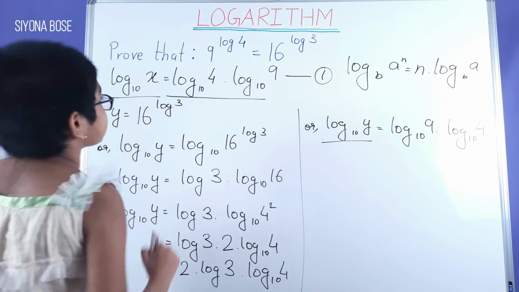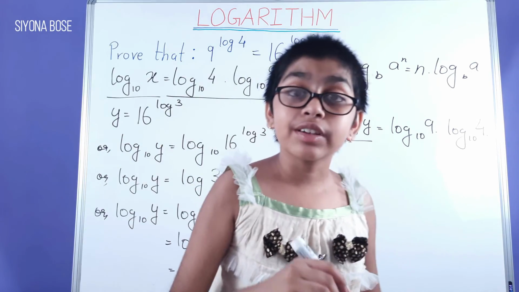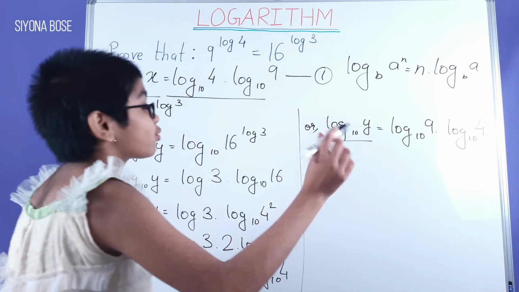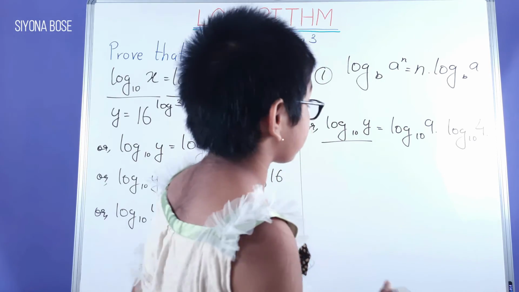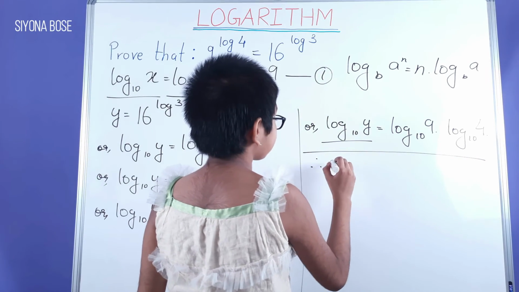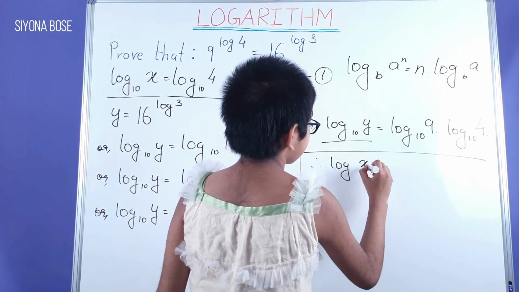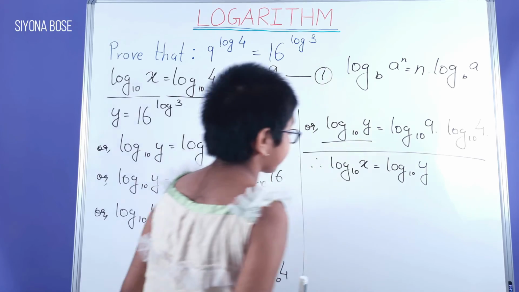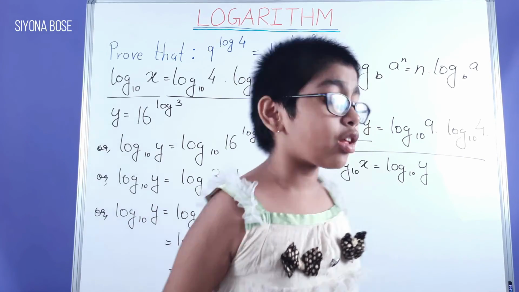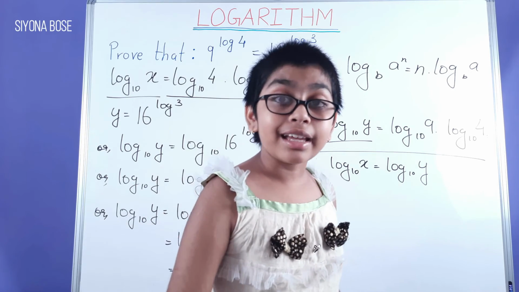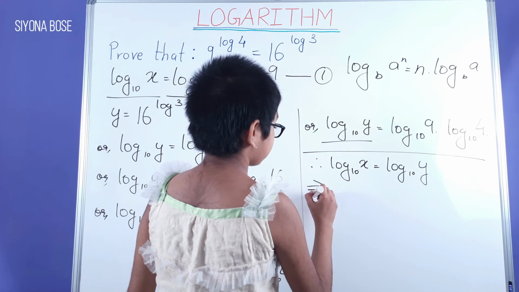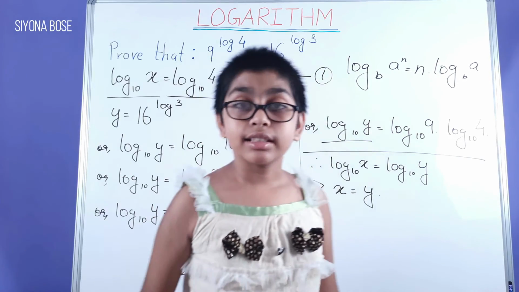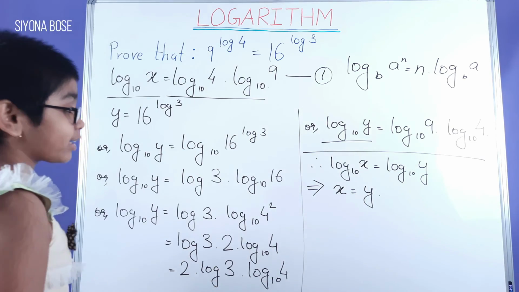Log 4 to the base 10 into log 9 to the base 10 is actually the same as log 9 to the base 10 into log 4 to the base 10. From here we can understand, therefore, log x to the base 10 equal to log y to the base 10. Now, finally, from this it implies that x equal to y. We proved x equal to y.